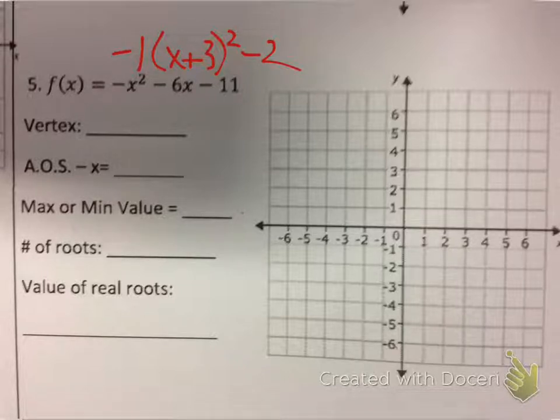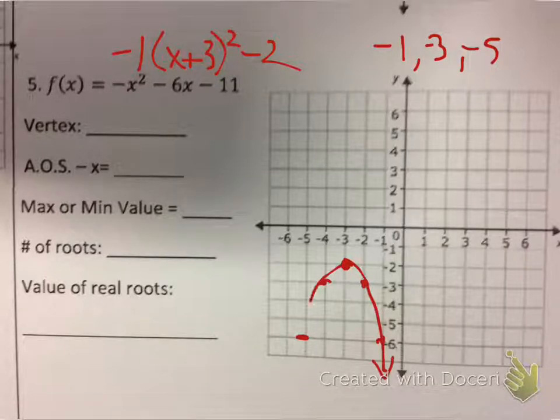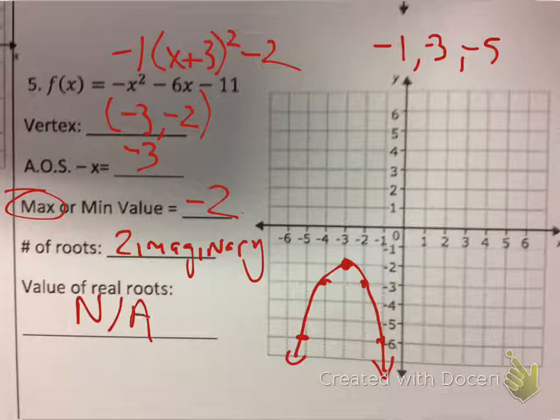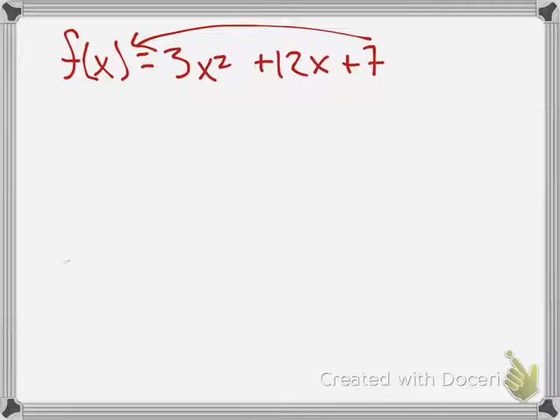You're going to be at negative 3, negative 2, so you move to the left 3, down 2. The negative 1 would change your 1, 3, 5 to negative 1, negative 3, negative 5. So I'm going down 1, down 3. I would go down 5 if I had space. So my vertex was at negative 3, negative 2. That would be negative 3. Max at negative 2. I have 2 imaginary again. And so that's NA.